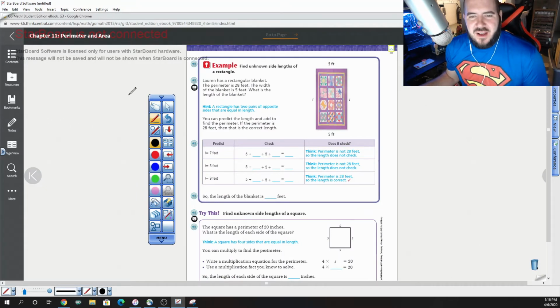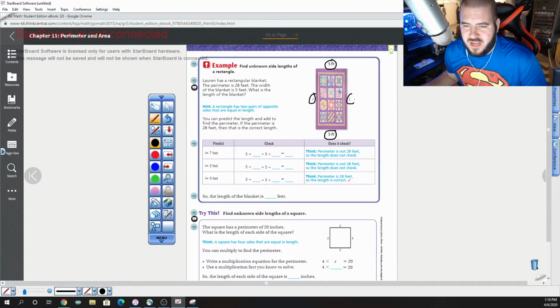All right, finding the unknown side lengths of a rectangle. So this is going to be a little bit different of a problem this time. So we have a rectangle shape here, okay? And we know that this side is 5, we know this side is 5, but we don't know what L is. And we don't know what L is on either side, but we know they have to be the same because a rectangle's opposite sides are always the same length. Okay, so this side, which is L, and this side, which is L, are the same. So they have to both be 1 or 2 or 3. They have to both be 4 or both be 5, okay?